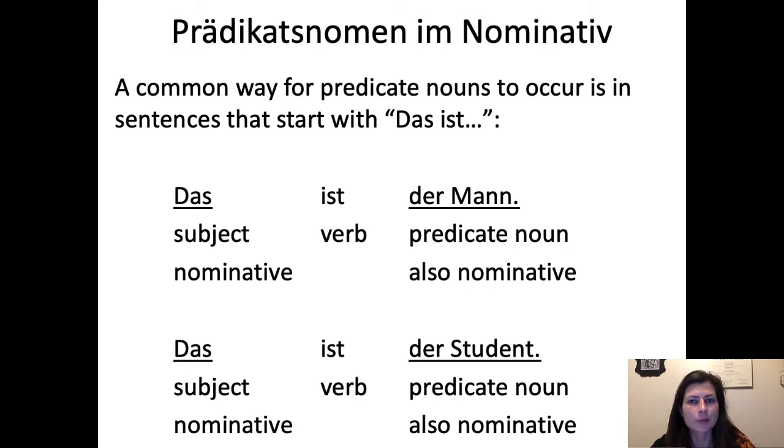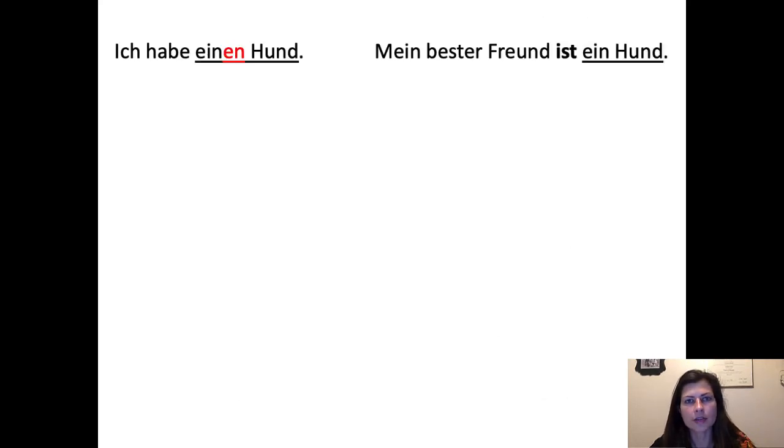It's not "das ist den Mann," it's "das ist der Mann." So both nominative. Or "das ist der Student." This is the student. So both nominative. Yeah. We can compare these two. "Ich habe einen Hund" versus "mein bester Freund ist ein Hund."